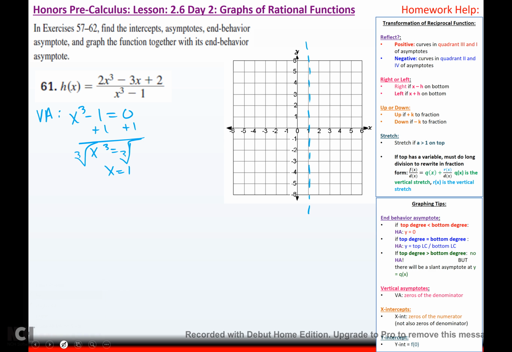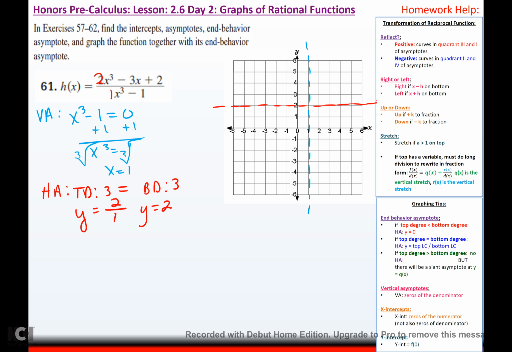Okay, my horizontal asymptote, my top degree is 3, my bottom degree is 3, they're equal, so y equals my top leading coefficient divided by my bottom leading coefficient, so y equals 2 will be my horizontal asymptote.